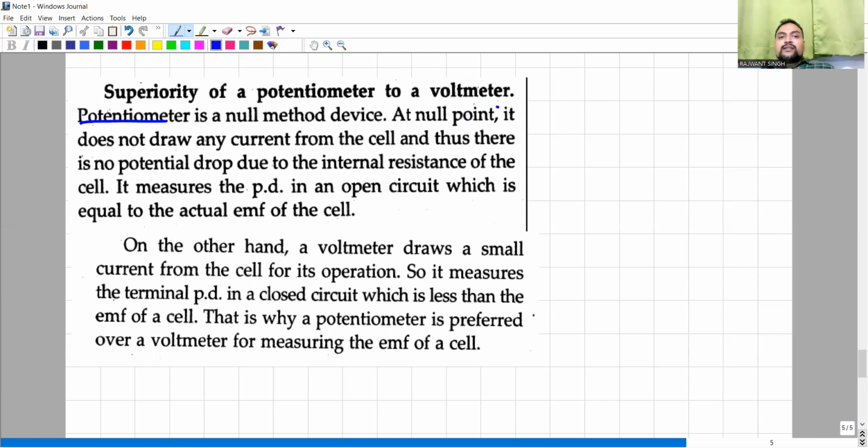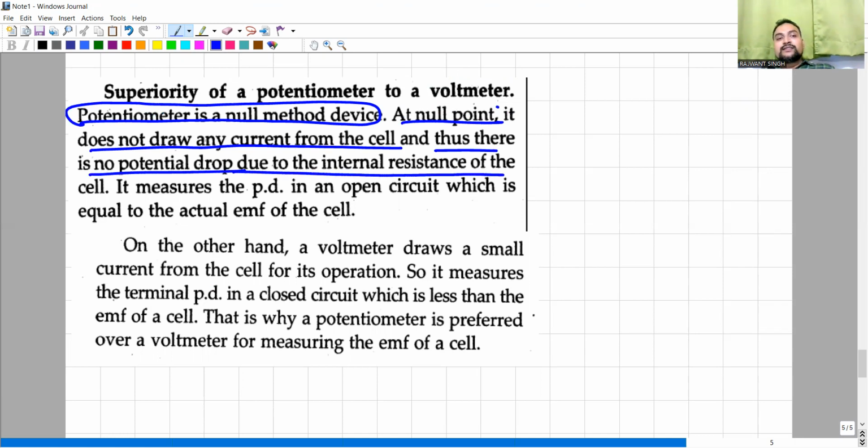But the potentiometer is a null method device. When you are finding the null point, you are finding it under the pretext that the current is equal to 0. That is, it is not drawing any current from the main circuit. At the null point, it does not draw any current from the cell, and thus there is no potential drop due to the internal resistance of the cell. It measures the potential drop in the open circuit, which is equal to the actual EMF of the cell.